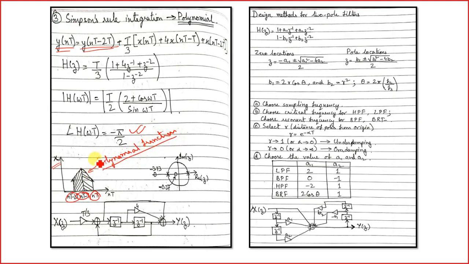The main advantage is that all the points are getting covered and all the area is accounted for. So the area under the curve that you will be getting is an accurate value. However, if you look into the pole zero plot, it has two poles at z equal to minus 1 and 1, and it has two zeros at z equal to minus 3.73 and minus 0.27.